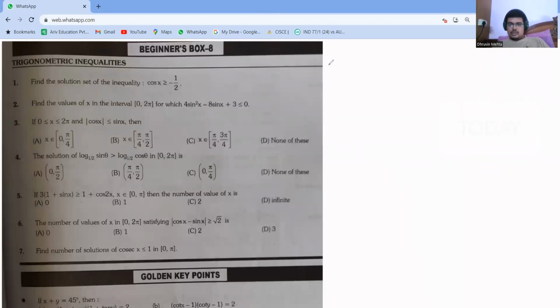Okay, let us now discuss one modulus question. So the third one, they have given this equation: mod of cos x is less than or equal to sin x. So we basically have sin x is greater than or equal to mod of cos x. This is the question.